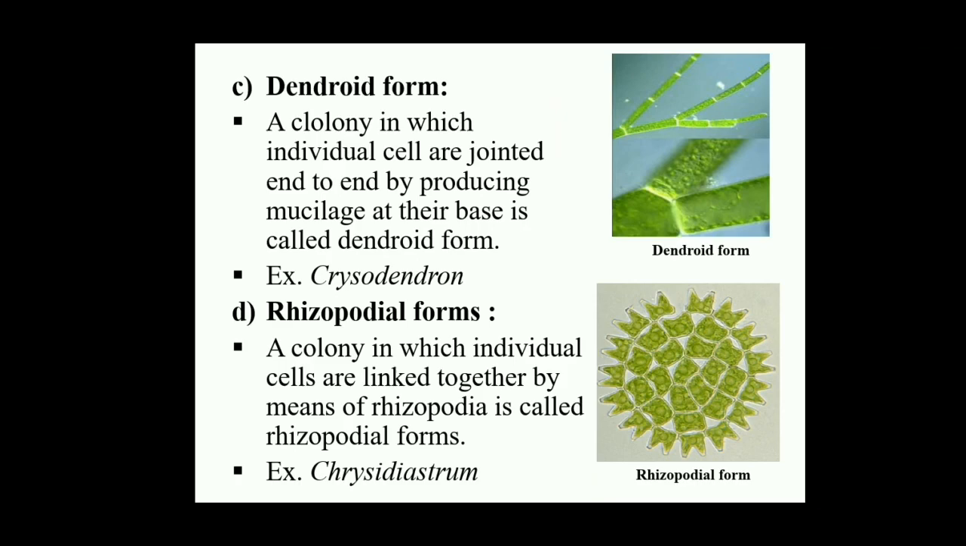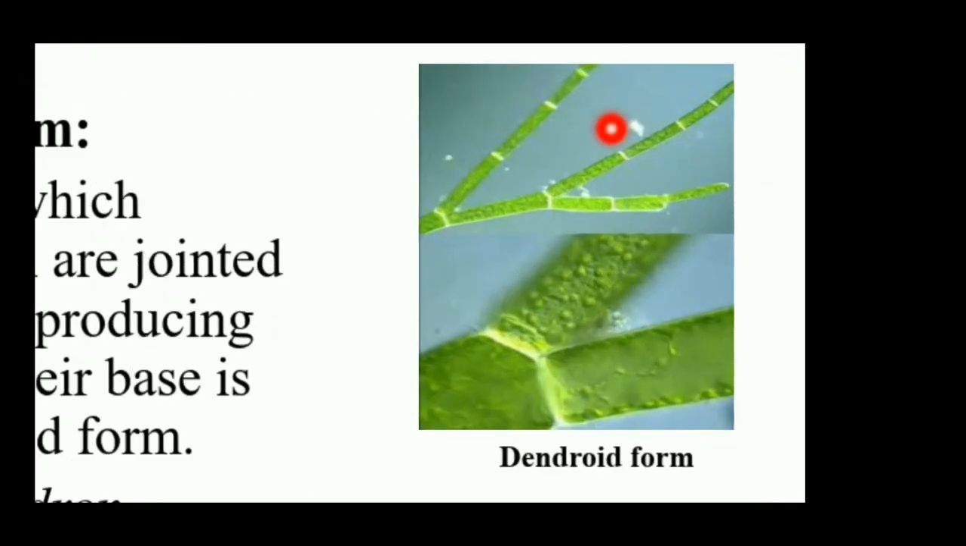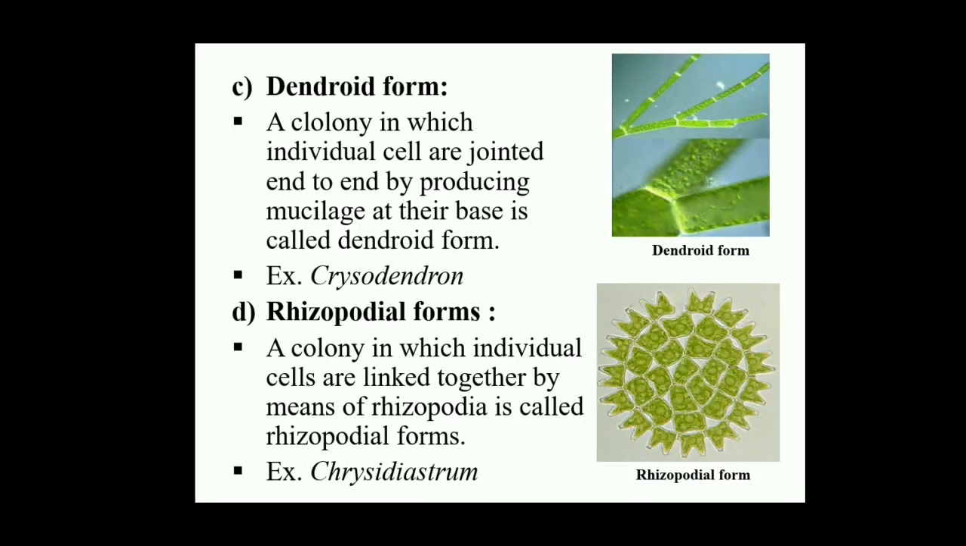Dendroid form. A colony in which individual cells are joined end to end by producing mucilage at their base is called dendroid form. This is a single cell and this is another cell. These two cells are joined together end to end with mucilaginous substance at their base, which is called dendroid form. The example is Chrysodendron.